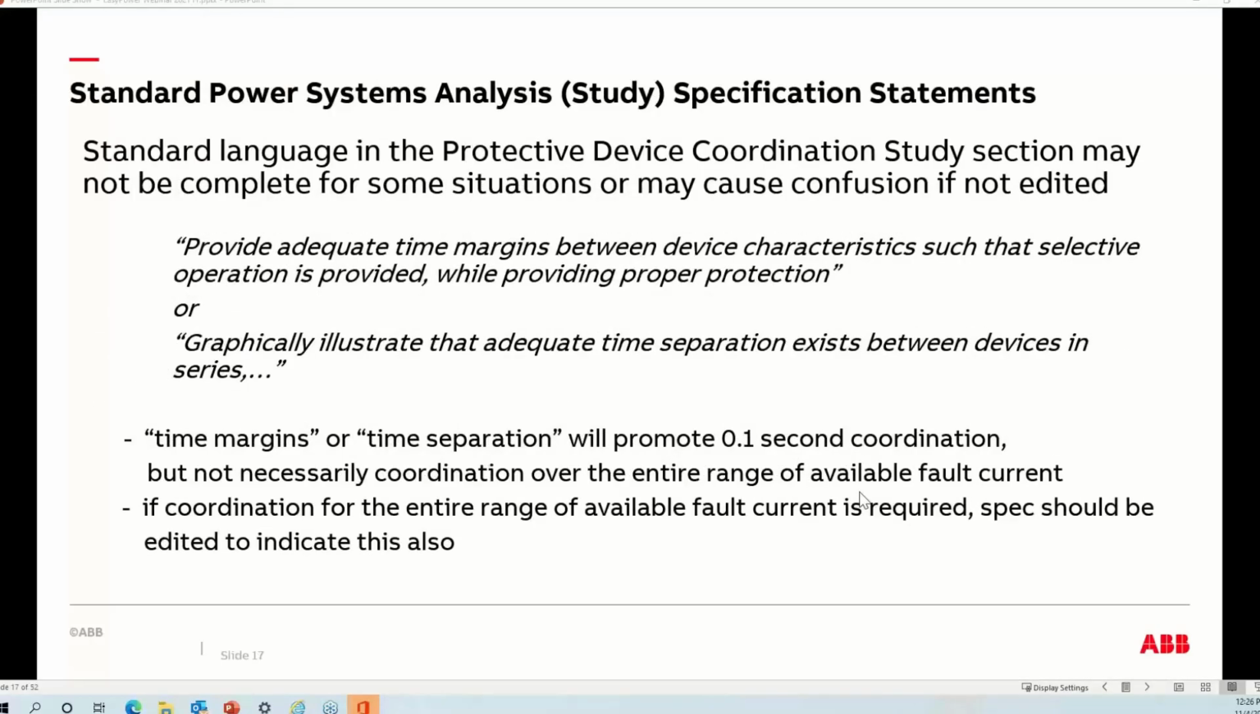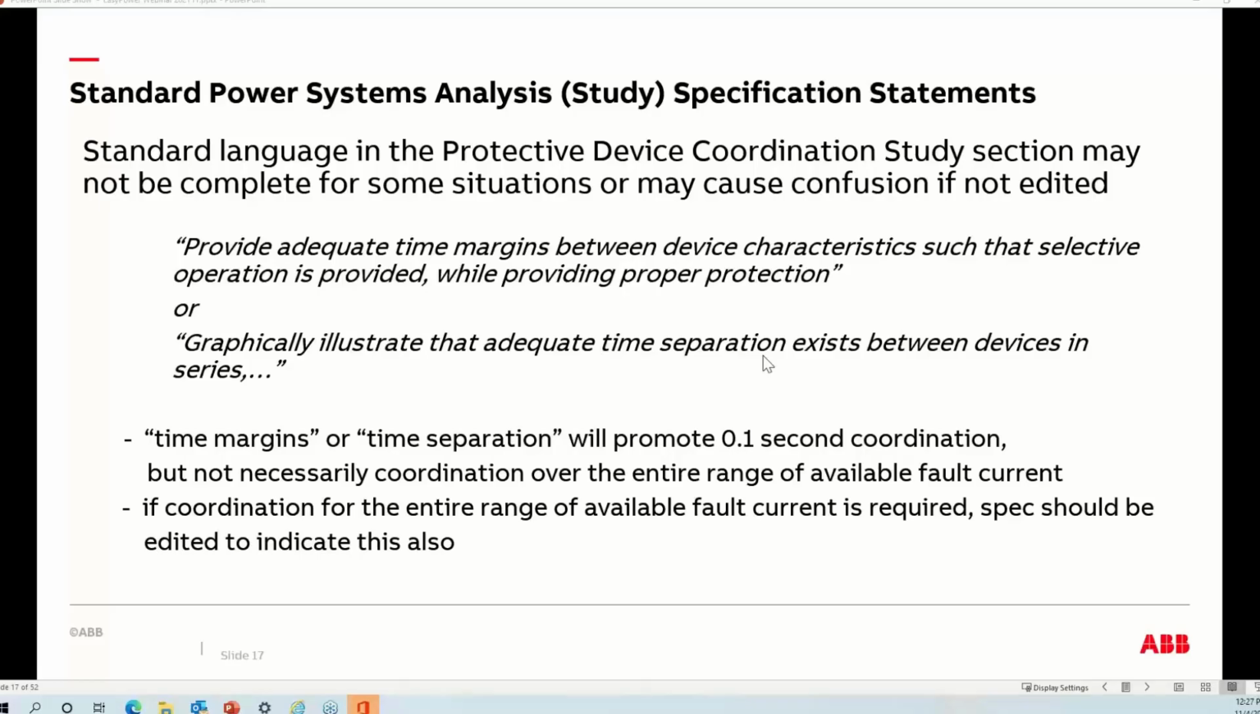Now, there are a couple of standard statements in the system study that I want to bring to your attention that, if left unedited, may cause confusion in some situations. These are the two statements in quotes here that I find are in what I would call the canned language provided by some national service that provides standard specifications. The issue I'm bringing up is the terms where it refers to "provide adequate time margins." And in the other statement, it quotes, "graphically illustrate adequate time separation exists."